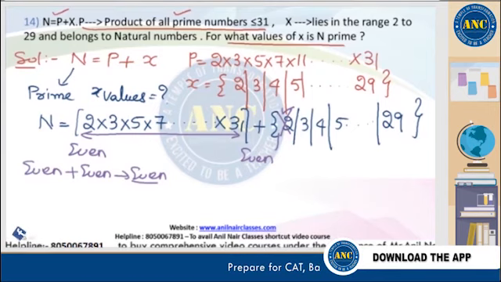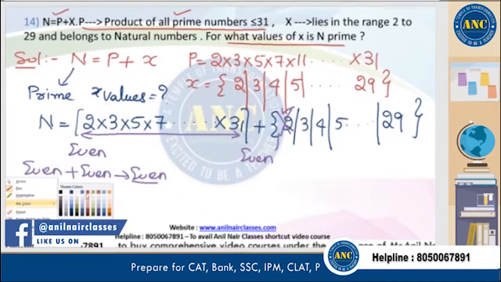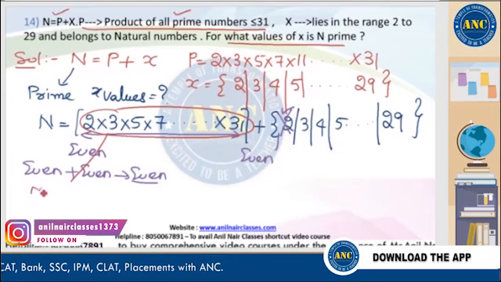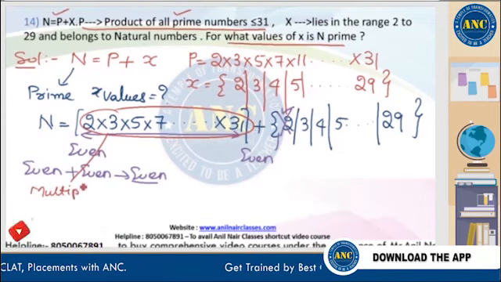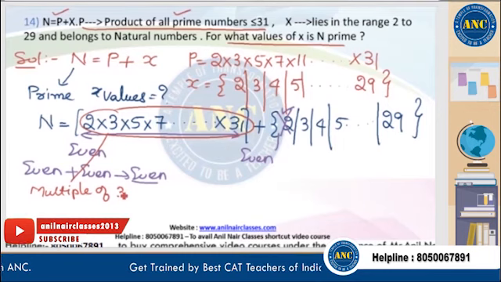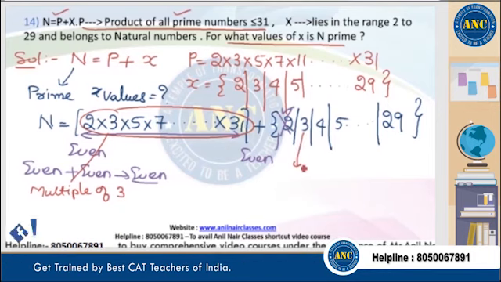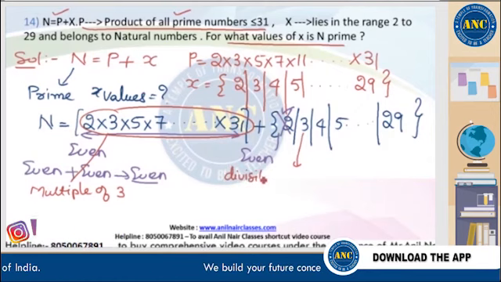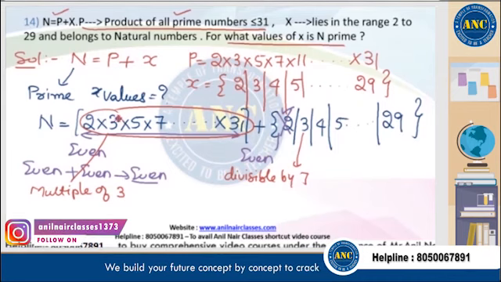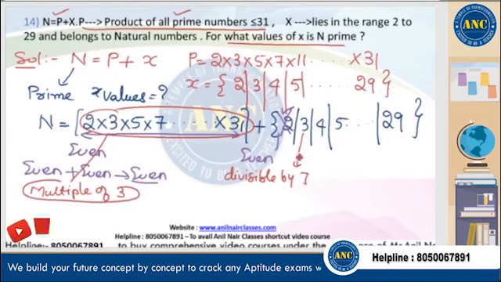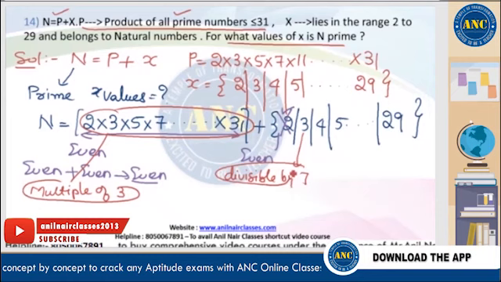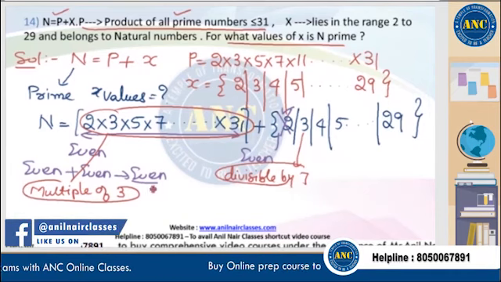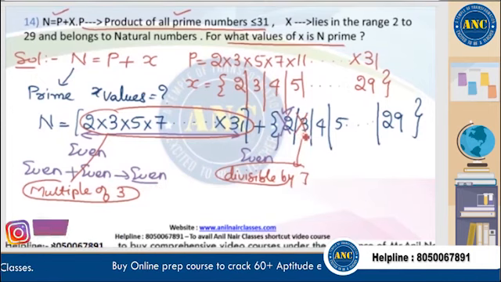Next observation: 2 into 3 into 5 into 7, this entire number is multiplied by 3. That means P is a multiple of 3. Here, if I take X as 3, again this is divisible by 3. So this entire P is a multiple of 3, and X is also divisible by 3. If I add two numbers which are divisible by 3, the answer will be divisible by 3. That means for 3 also it is not possible.